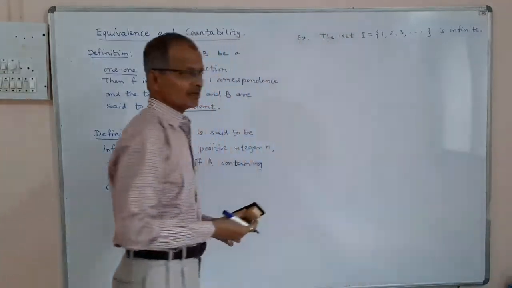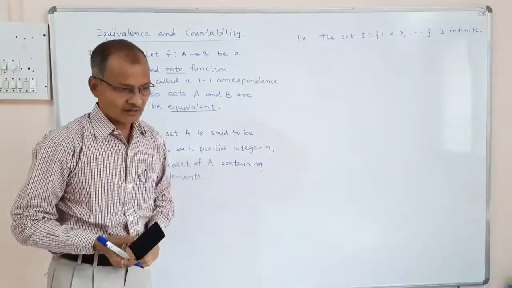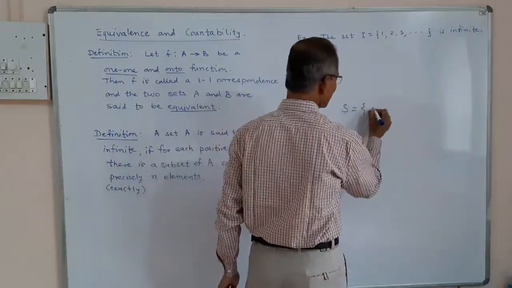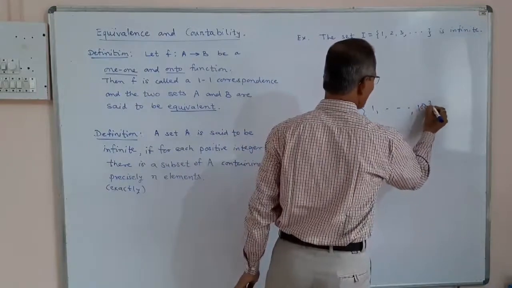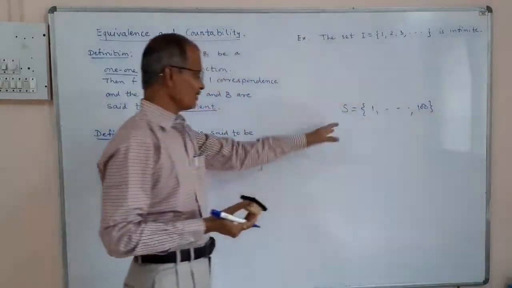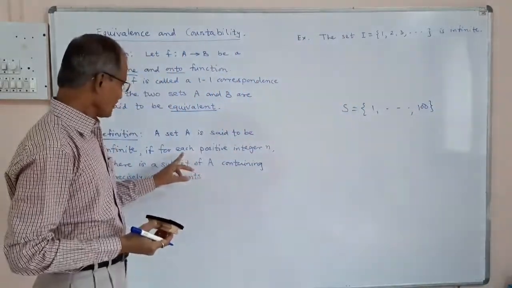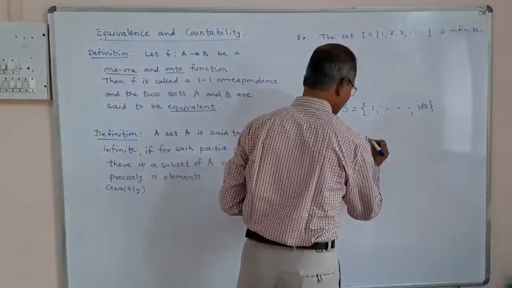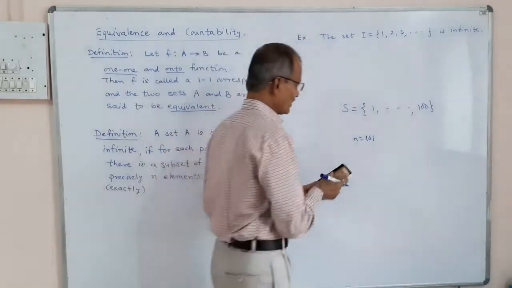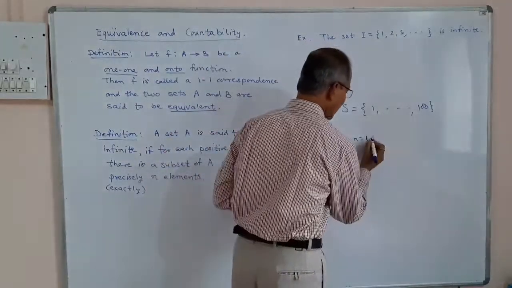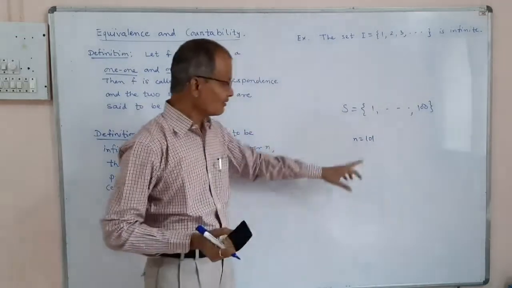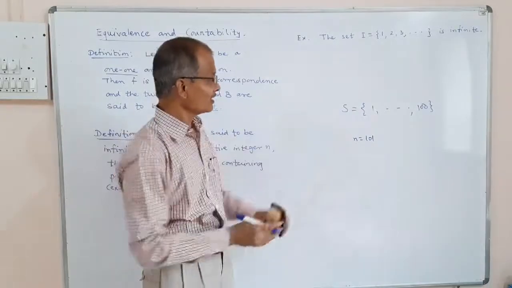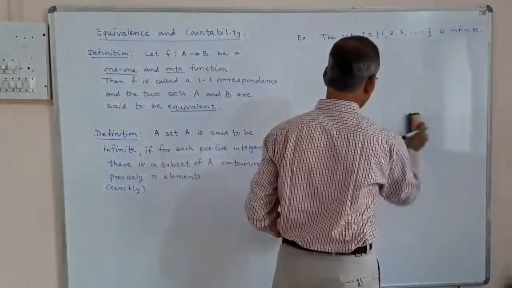And a set which is not infinite is obviously finite. If you consider S equal to 1 to 100, then this is finite. It will not satisfy this condition. Why is it not infinite? Because if I consider n equal to 101, then this set S will not contain a subset containing 101 elements, because it has at most 100 elements. So this is finite. That is the simple meaning of infinite and finite set.